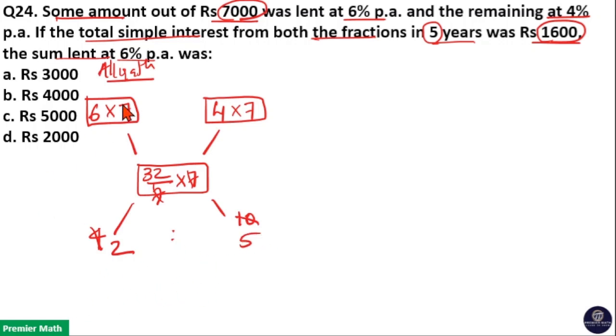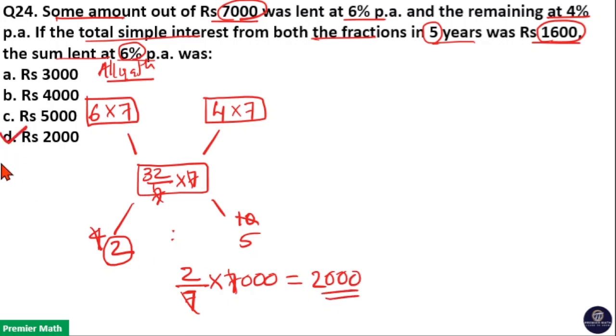If 2:5 is the ratio, we have to find sum lent at 6%. Here sum lent at 6% is, this is 6%. So sum lent at 6% is 2 part. This 2 part is out of total part 5 plus 2, 7. 2 part out of 7 part. Total sum is 7000. So this 2 part is equal to 7 cancel, 2 into 1000, 2000. So option D is your answer. So 2000 is the sum lent at 6%.